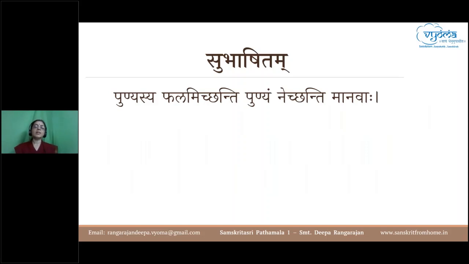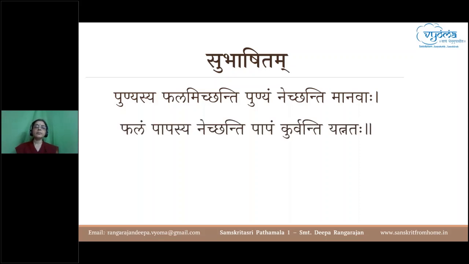So today's Subhashitam is one which has Shashti Vibhakti. Punyasya phalam ichanti, punyam nechanti manavaha. Phalam papasya nechanti, papam kurvanti yatnataha.